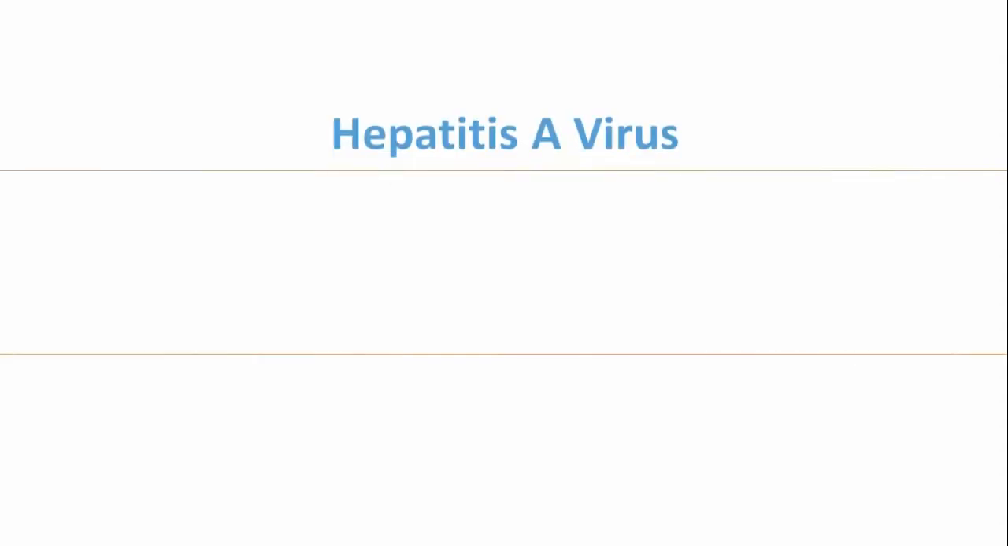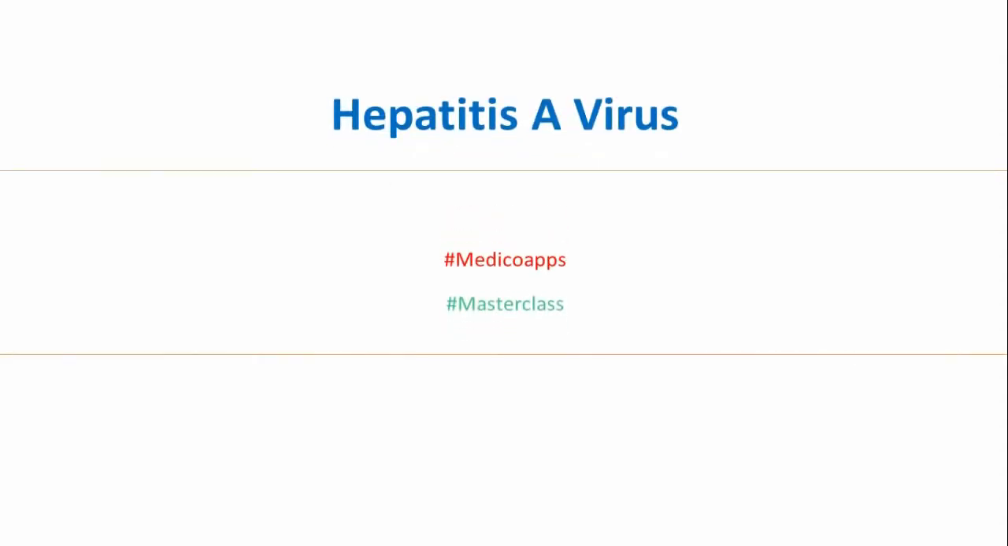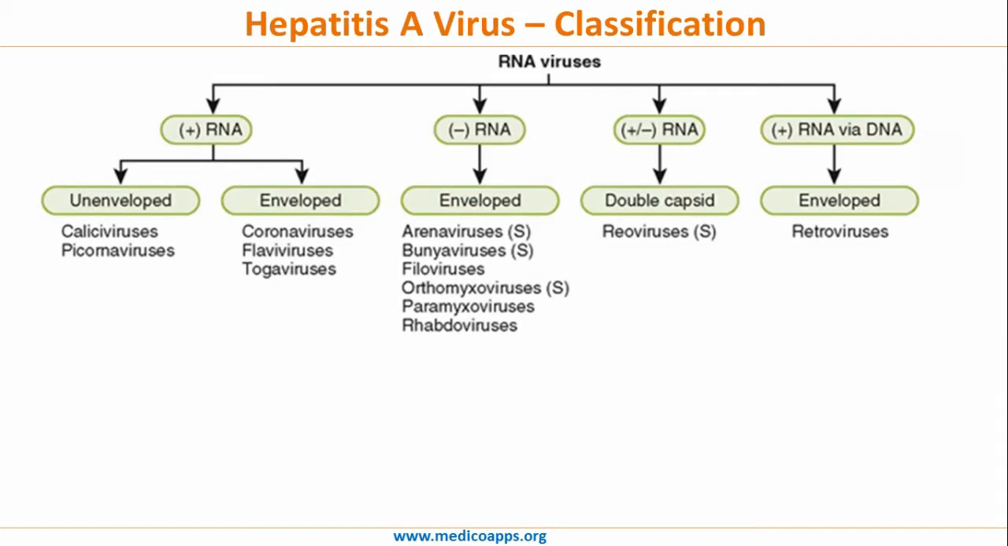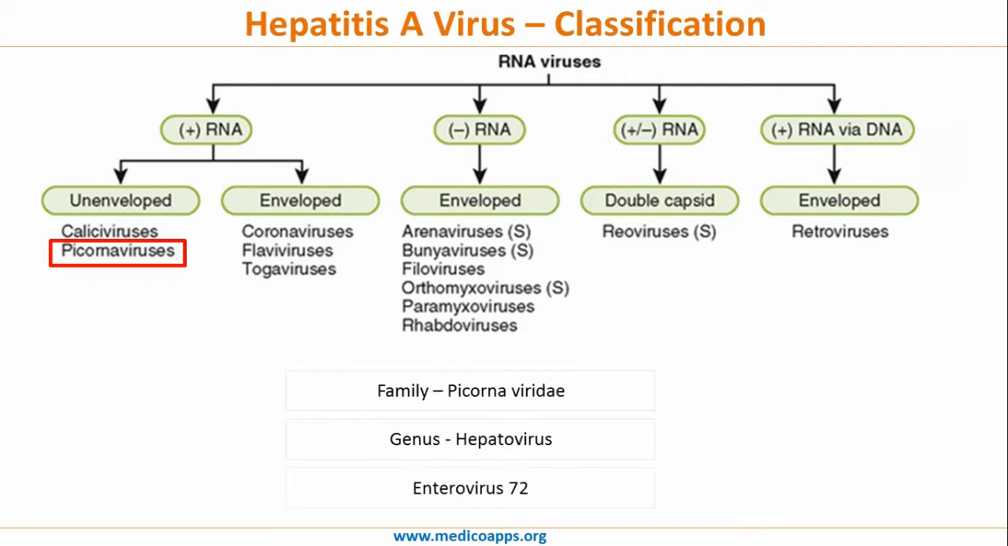In today's Medicoapps masterclass, we will learn about Hepatitis A virus. Let's start with the classification. It belongs to the non-enveloped positive sense RNA category. The family is Picornaviridae, genus Hepatovirus, and belongs to the Enterovirus 72 category.